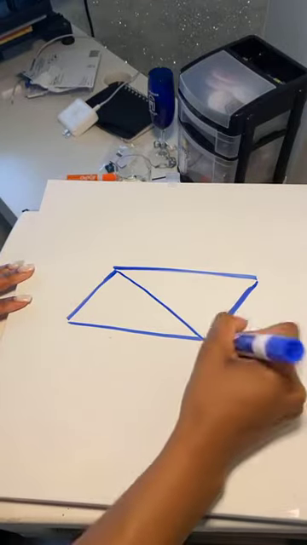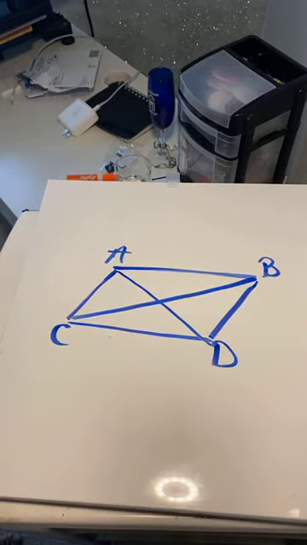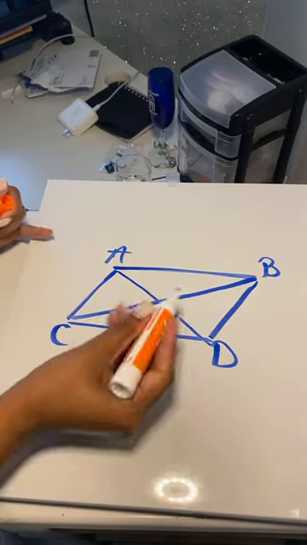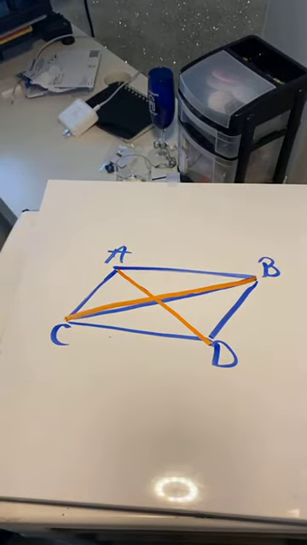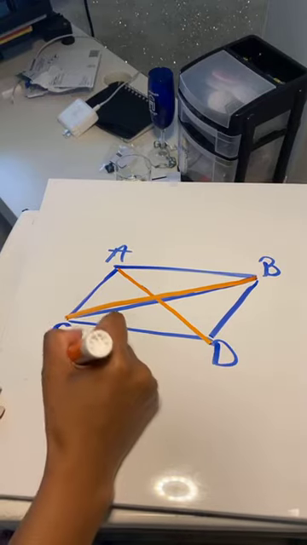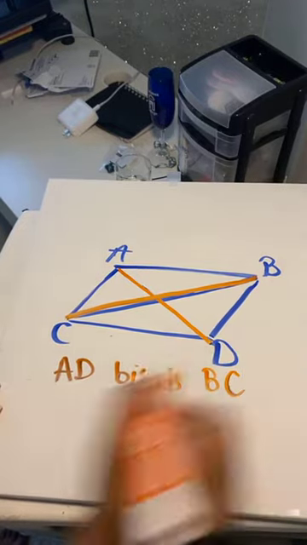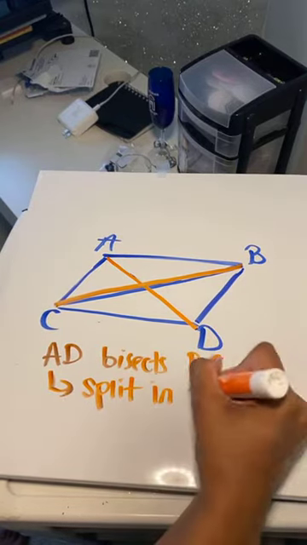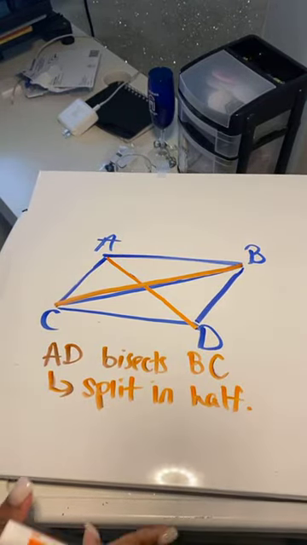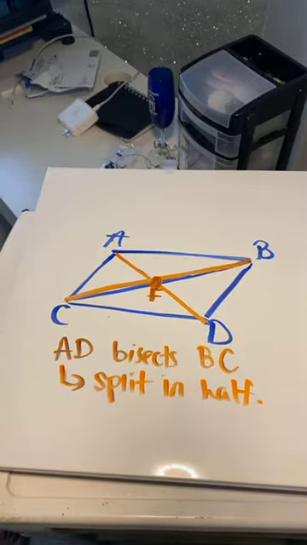So when these two cross in the middle, I've got segment AD that crosses with segment BC. Those two bisect each other. So I'm going to write down here AD bisects BC. That means that they split in half, which means that the parts are going to be equal to each other. So you get a new point here. I'm just going to call that point F.